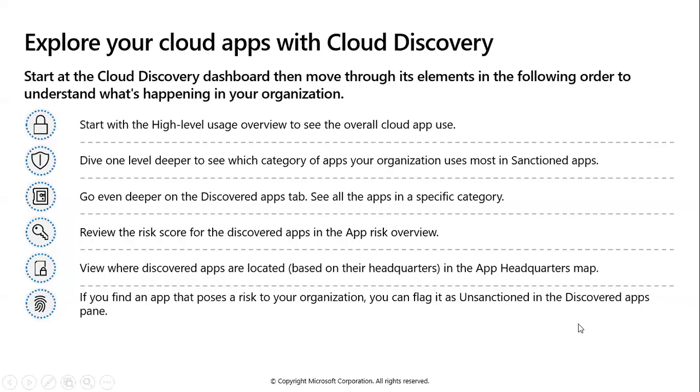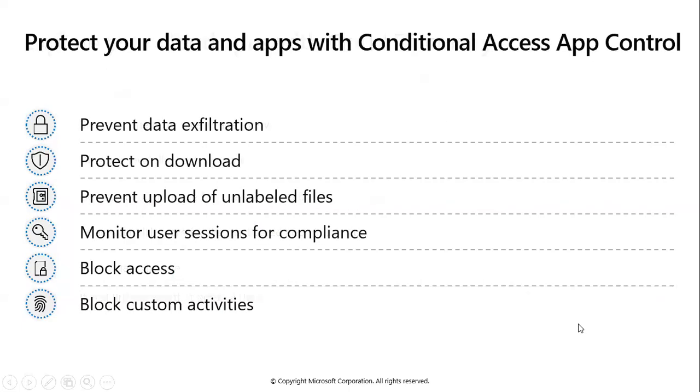So I have already explained all this stuff. Okay, so protect your data and apps with conditional access app control, prevent data exfiltration, protect on downloads. Means what? Whenever we are trying to download on our system, sometimes it does not allow you, right? And also if you are using 365 and you try to open some of the sites, it is not allowing you to open, correct?